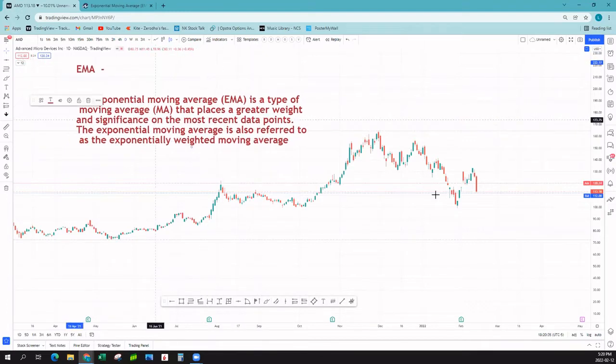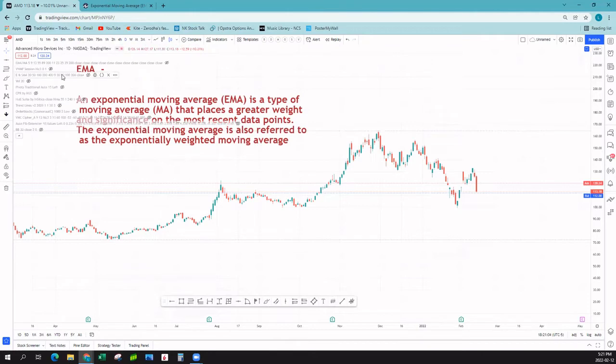The exponential moving average is a type of moving average that places greater weight and significance on the most recent data. So that's why it is more significant that you are getting the recent data rather than the older data. It gives more weightage to the data which is recent. For an example, if you are taking 21 days, I'm going to put it here.